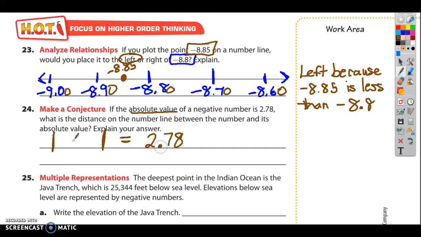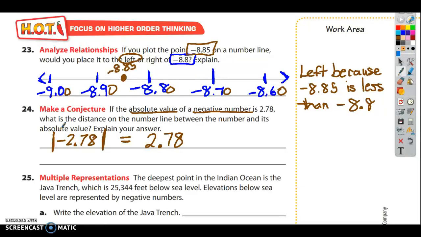Now, what has to go inside the bars here? Well, there's two options. It can either be positive 2.78 or it can be negative 2.78. And in this case, it has to be negative 2.78. So I'm going to go back and put this in here and ask myself if it makes sense. What is the absolute value of negative 2.78? Well, it is positive 2.78 because the absolute value means the distance from 0. How far away from 0 is this guy? Well, it's 2.78 spaces away from 0.